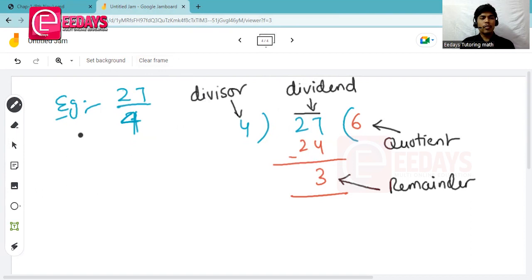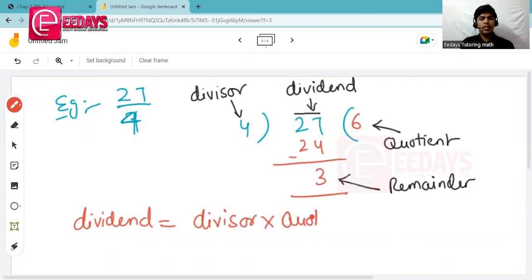Before starting our session, we can write the standard form. We can write by the division rule: dividend is equal to divisor into quotient, plus remainder.